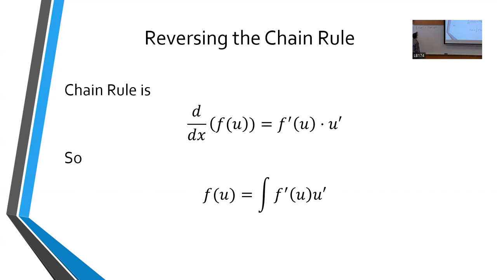So substitution reverses the chain rule, and it uses those u's to do that. In other words, if you look at the chain rule and then you kind of integrate both sides, you get the equation below, which is essentially the equation for u substitution.